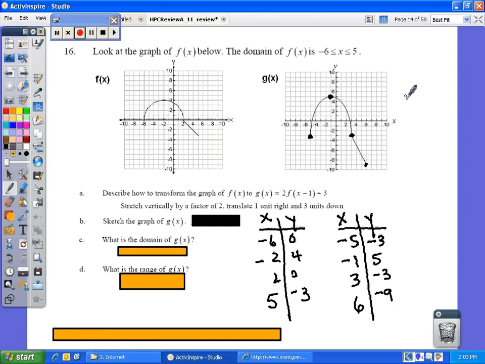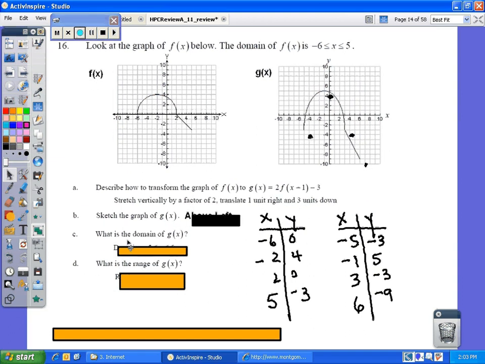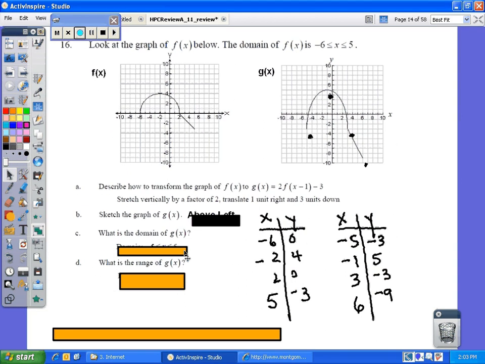Now it asks what the domain of the g-graph is. Well, the domain of the g-graph starts with this point, ends with this point, so it would be, obviously, from negative 5 to 6. And the range values that were from, the lowest was negative 3 to 4, is now, you guess, what? Negative 9 to 3 inclusive.